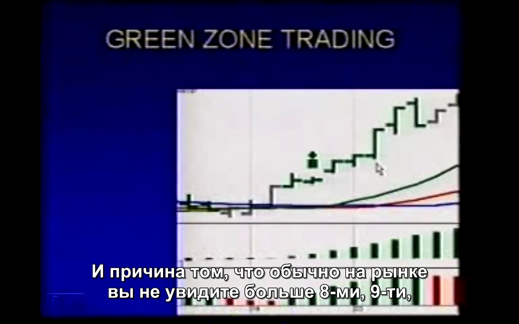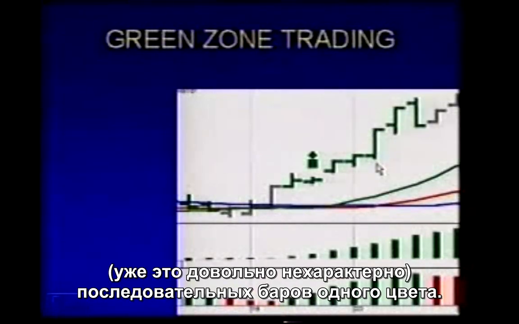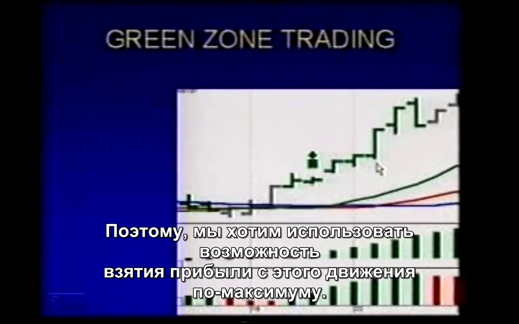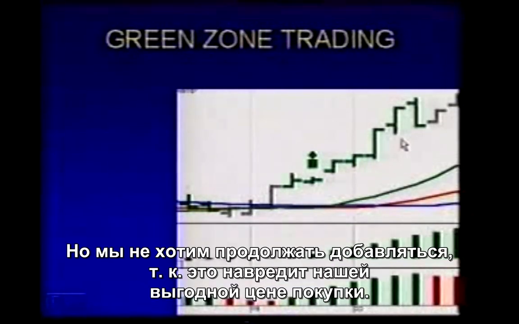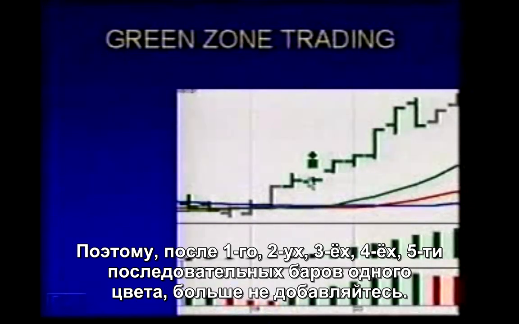The reason being, usually in the market you will not see more than, sometimes we'll see 8 or 9, but it's unusual, consecutive colored bars. So we want to take advantage of that and get the most we can out of the move, but we don't want to continue adding on if it's going to hurt our average price. So after 1, 2, 3, 4, 5 consecutive colored bars, you do not add on anymore.